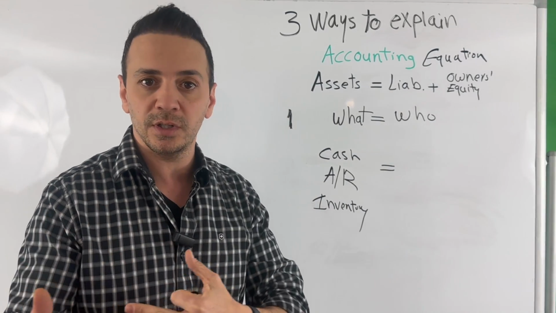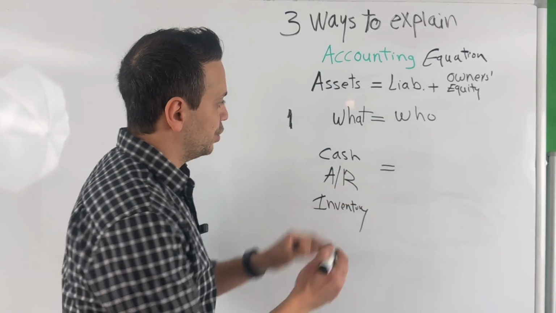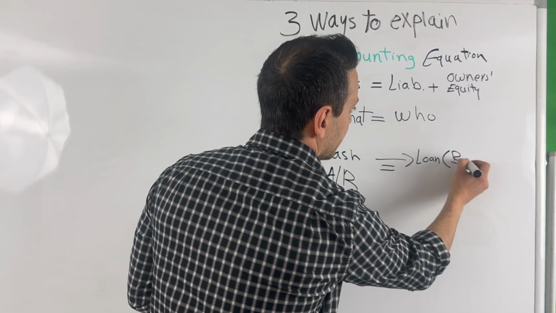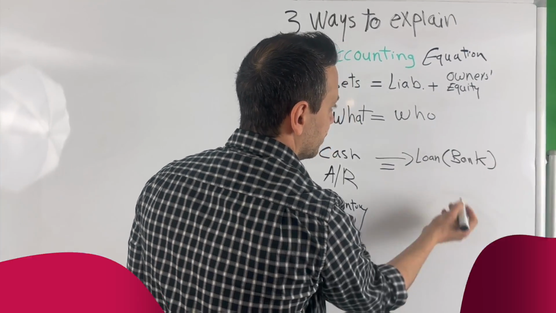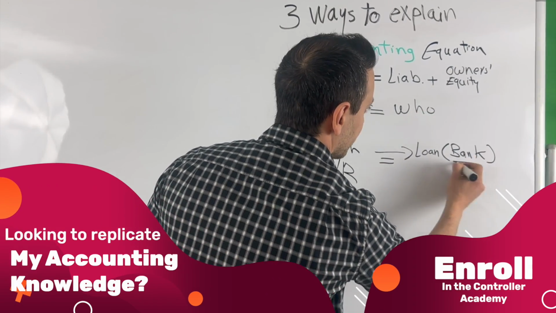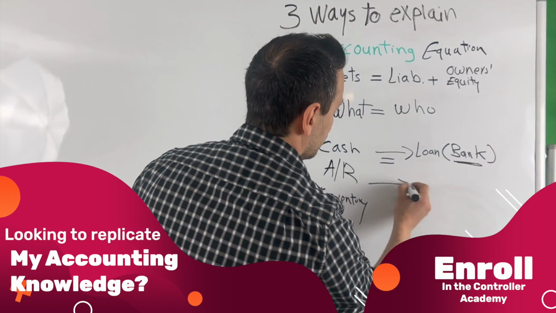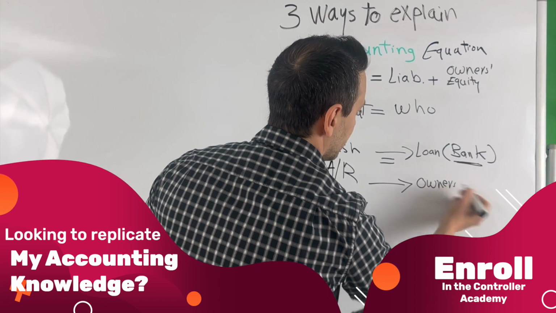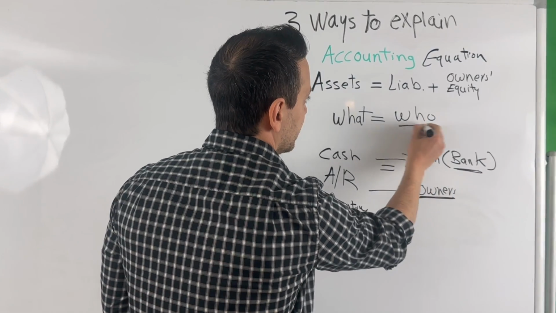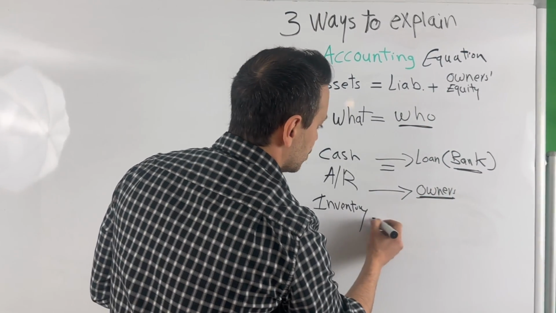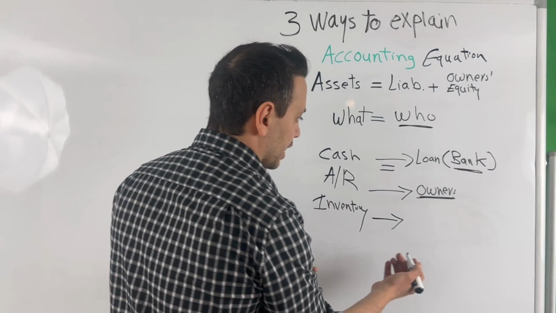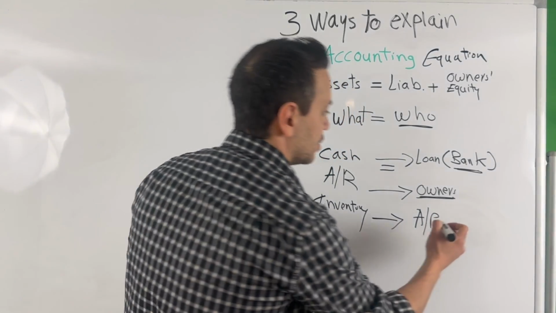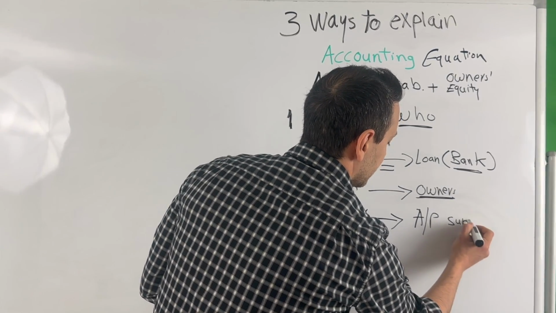So for example, cash. If you have a long-term debt or loan from a bank, then what you have here for cash, you got a loan from a bank, right? And that's a liability. So what we're saying here, the who is the bank, right? Accounts receivable, in most cases, that's going to be ours. So that's owner's equity, right? That's the who in this case, the owners. Inventory, a lot of times the supplier will have the right to it because it's an accounts payable. So you owe accounts payable to the supplier, and so the supplier is going to be the who in this case.